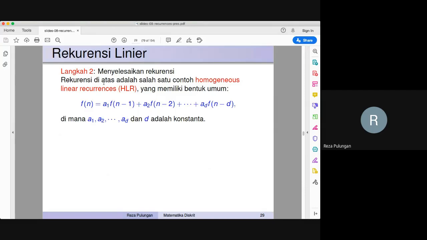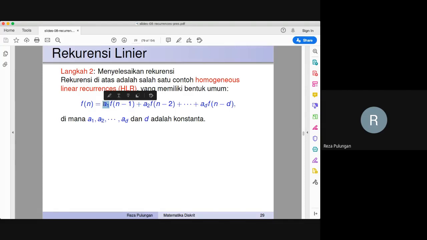A homogeneous linear recurrence has this general form. fn is equal to a1, this is called a coefficient, times fn minus 1. You always start from n minus 1, plus a2 fn minus 2, and so forth, until ad fn minus d. And you have to list them: n minus 1, n minus 2, n minus 3, n minus 4, up to n minus d. Now, what if you don't want the n minus 1 part? It is simple. You just set a1 equal to 0, and it will just disappear.